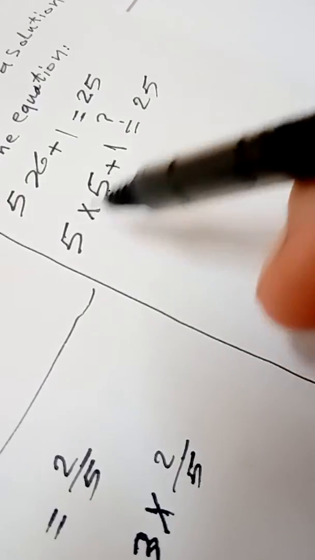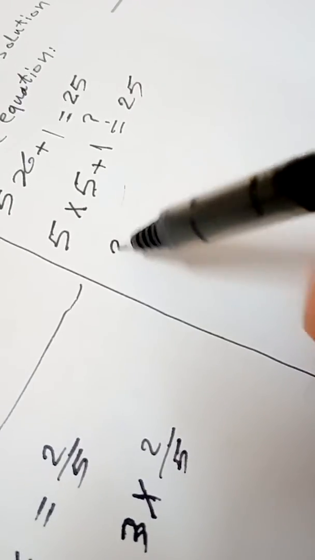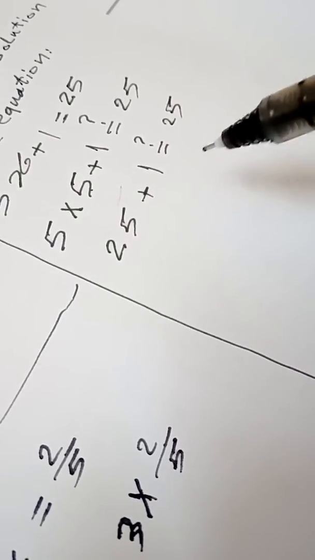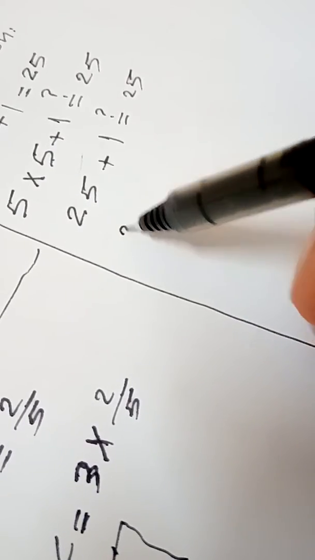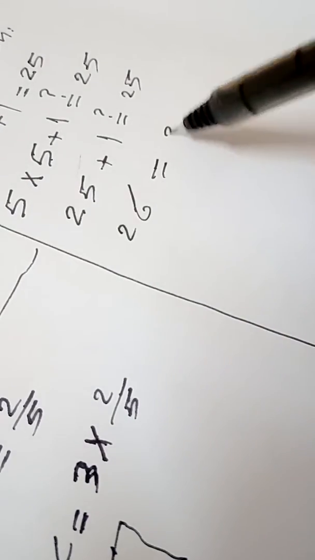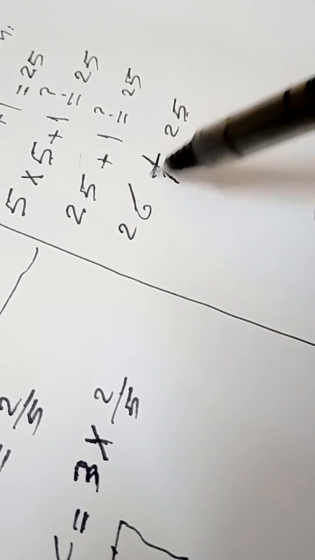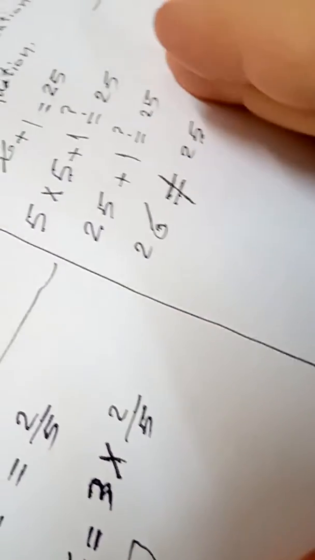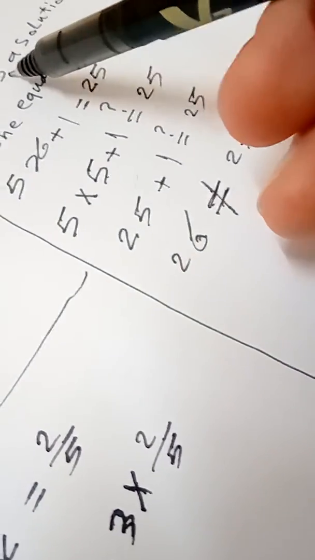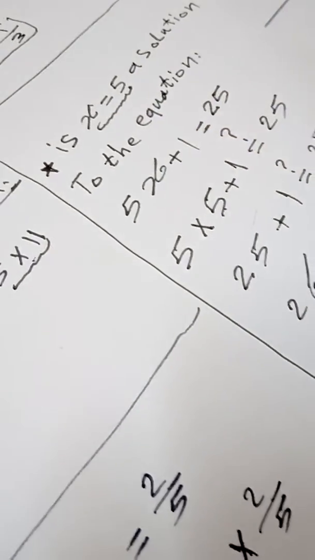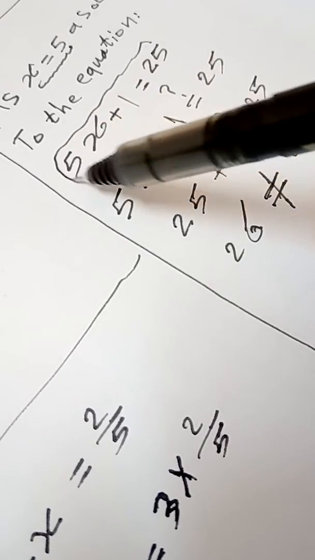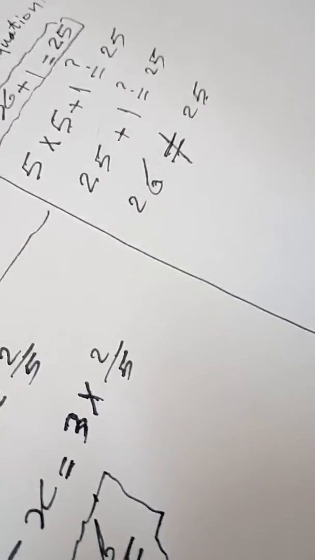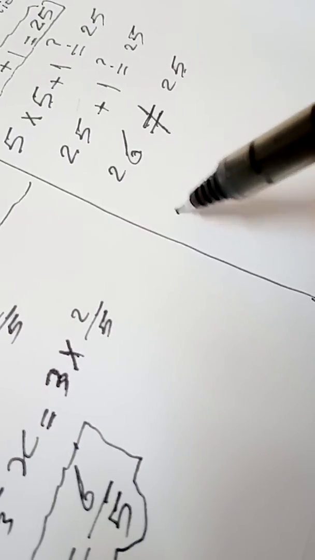Solve the first side here. 5 times 5, 25. Plus 1. Is it equal 25? Now 25 plus 1 will be 26. Is it equal 25? No, not equal. Because here we have 26, here we have 25. So this number, x equal 5, makes this equation not correct. Means this number is not a solution for this equation.